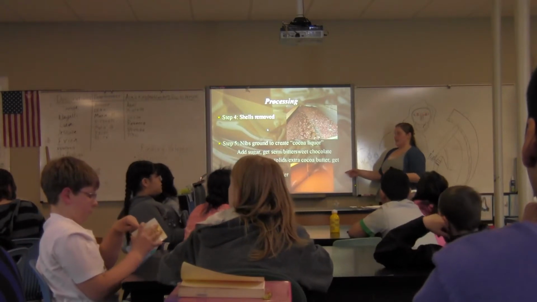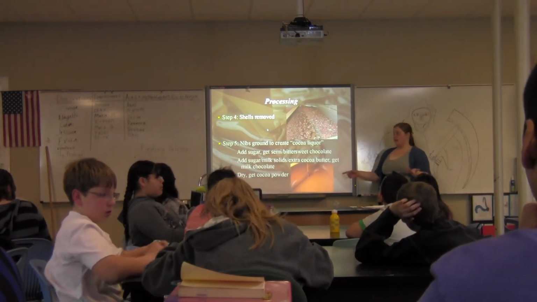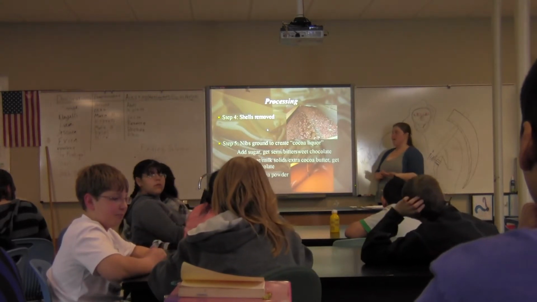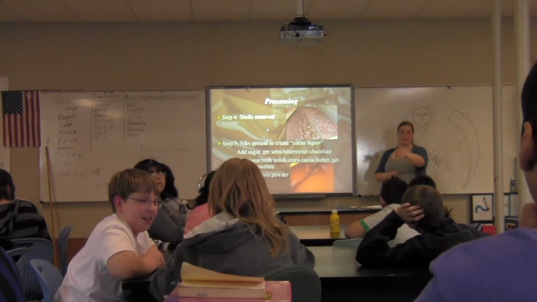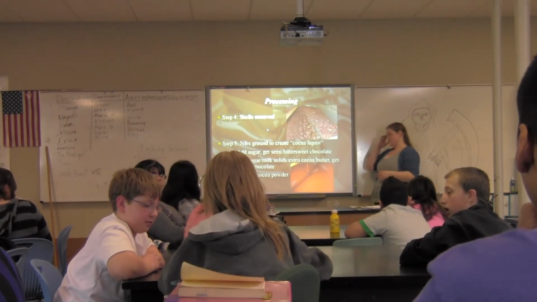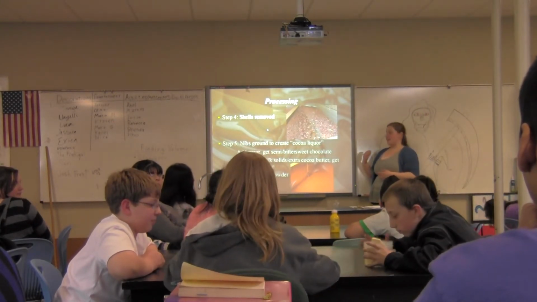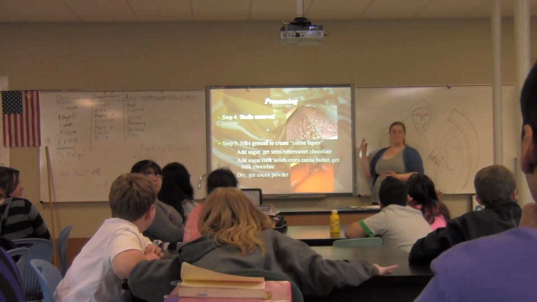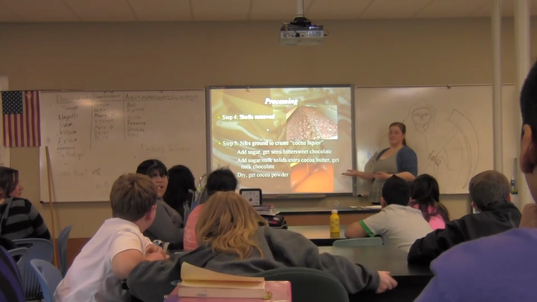At this point, if they add sugar, they will get semi and bittersweet chocolate. And if they add sugar and milk solids and more cocoa butter, they'll get milk chocolate. If they just dry it, they will get cocoa powder. So that is the process for making some of the different chocolates that we know and love.